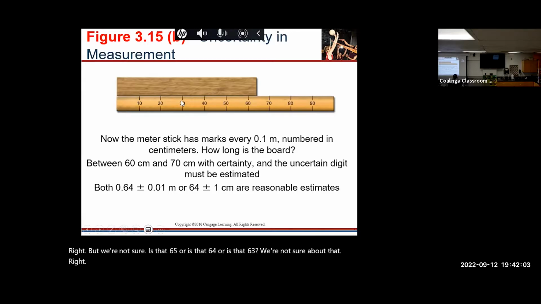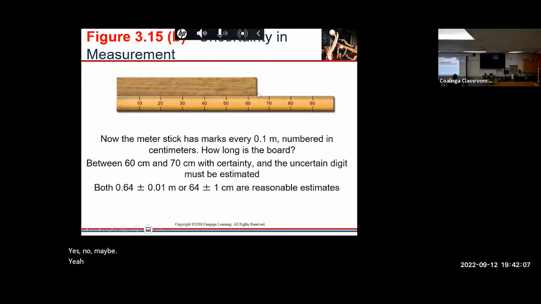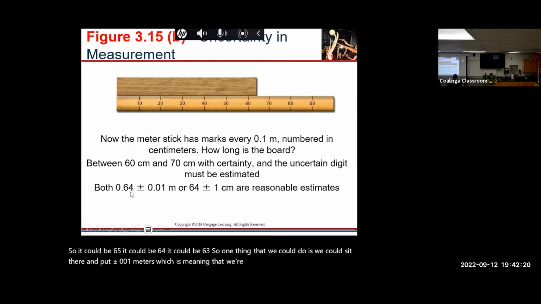Yes, no, maybe? So it could be 65, it could be 64, it could be 63. So one thing that we could do is put plus or minus 0.01 meters, which means we're adding 1 centimeter to make it plus or minus 65. So that could really be 63 or it could be 65. We're not 100% sure.